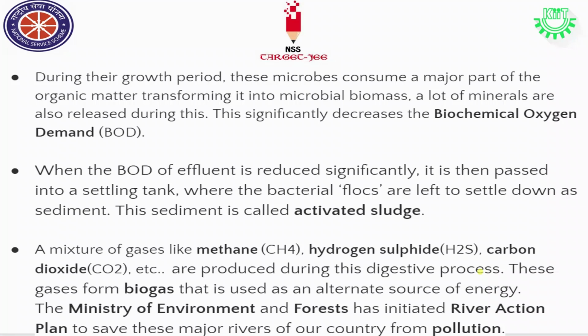Once the BOD of the sewage or wastewater is reduced significantly, the effluent is then passed into the settling tank where bacterial flocs are allowed to sediment. This sediment is called activated sludge. When the BOD of the effluent is reduced significantly, it is then passed into the settling tank where the bacterial flocs, that is, the bacterial masses, are left to settle down as the sediments. This sediment is called the activated sludge.